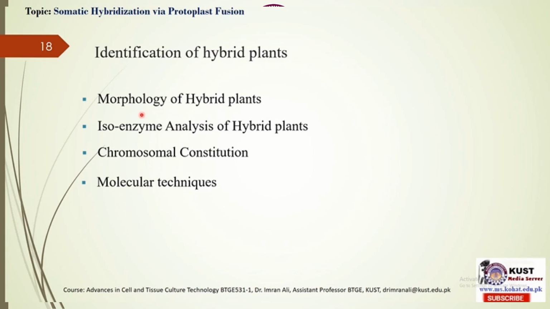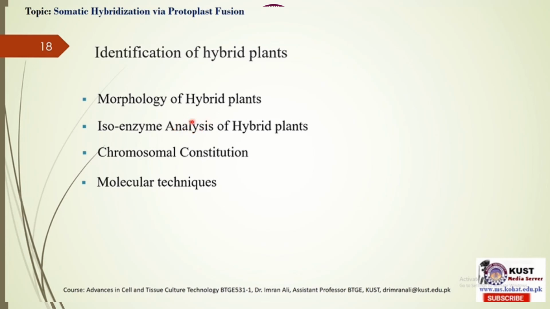Now the morphological features of hybrid plants usually are intermediate between the two parents, and they can be identified through the naked eye. For this purpose, normally the vegetative and floral characters are considered. These include the leaf shape, leaf area, root morphology, the flower shape, its structure, size and color.